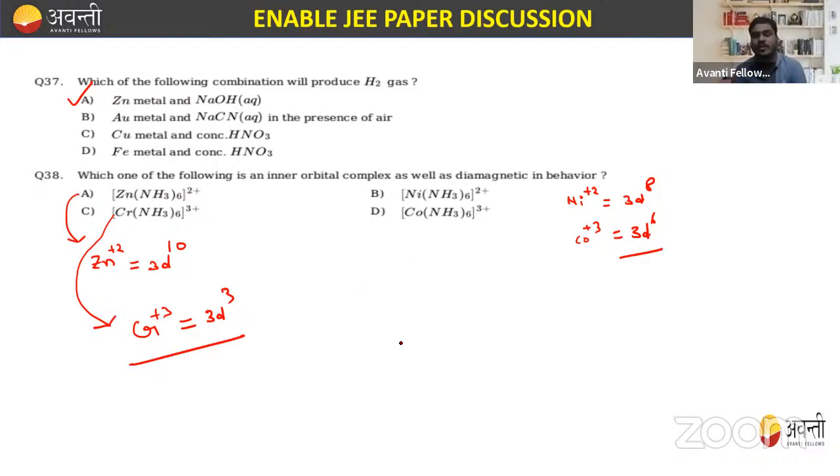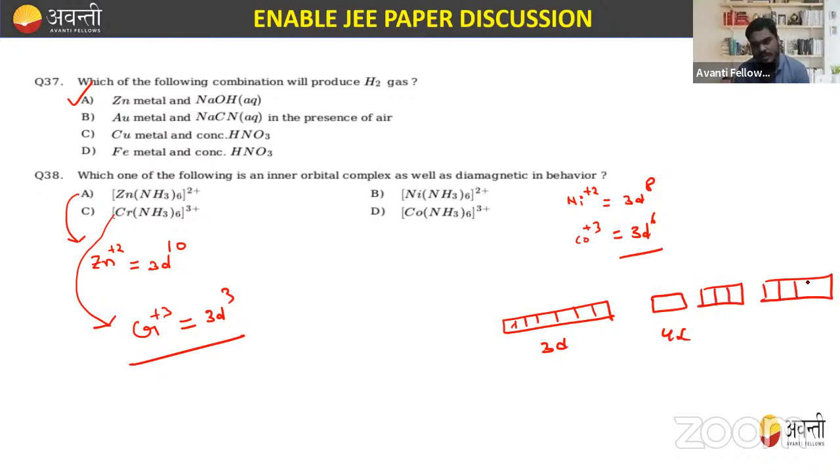You have to identify which will form an inner orbital complex. So let's write, if I'm talking about Ni(NH3)6, the d orbitals like this: they have 1, 2, 3, 4, and 5. This is 3d, this is 4s, this is 4p, and this is 4d. So how will we write this? We write 3d8 as 1, 2, 3, 4, 5, 6, then 7, and then 8.